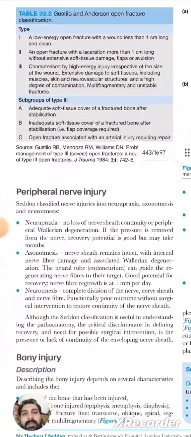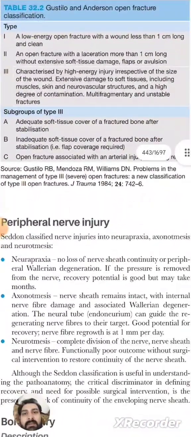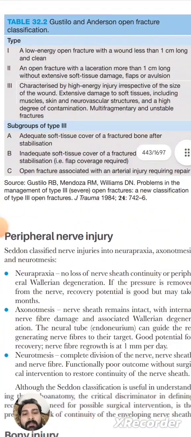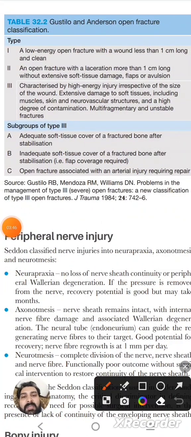Now let's come to the Gustilo and Anderson classification, which is very important. It is based on four factors. Number one is the energy imparted in the trauma, the amount of energy. Number two, size of the wound. Number three, soft tissue damage. And number four, contamination. It is divided into three types, type 1, 2, 3, and type 3 has been further divided into A, B and C.